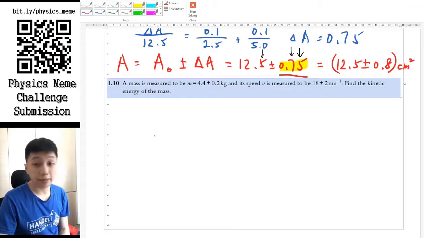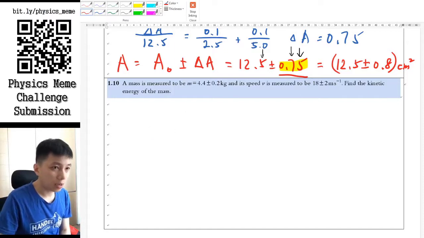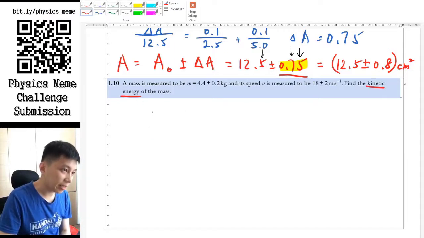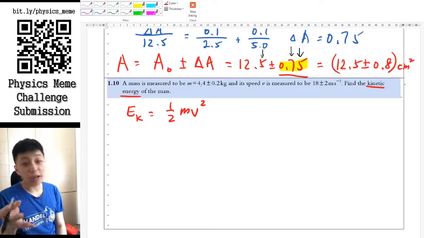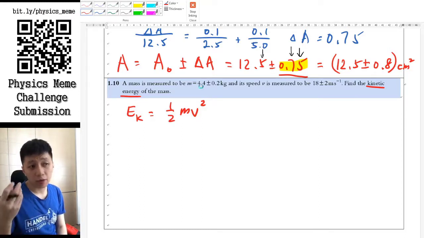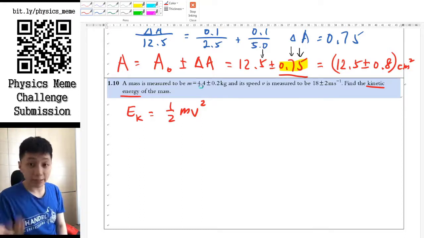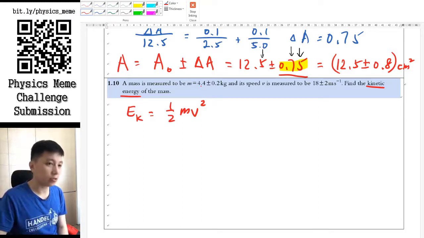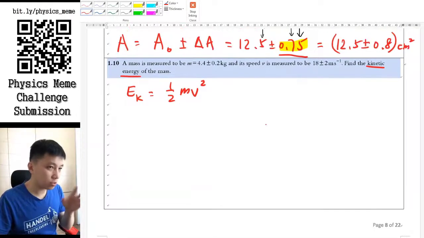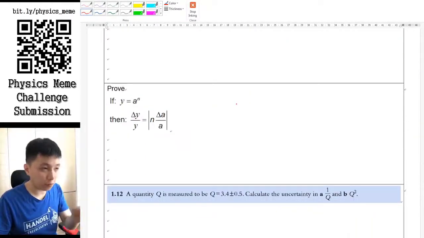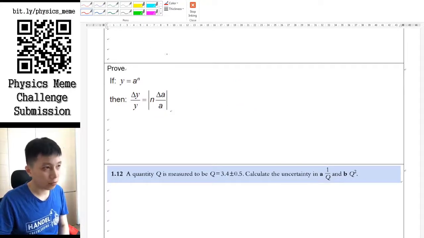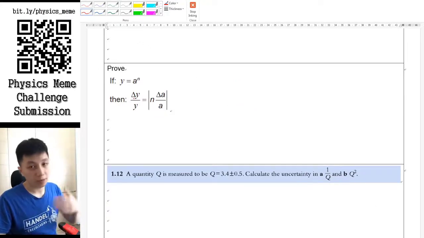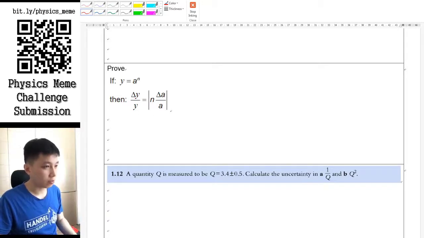Alright, so the next example that I would like to show you involves kinetic energy. Let's just recall the kinetic energy equation is half mv squared. And we haven't talked about how we can deal with squares or any kind of index in our case here. So before I do this question, I would like you to change your focus to another equation you can find in the data booklet.